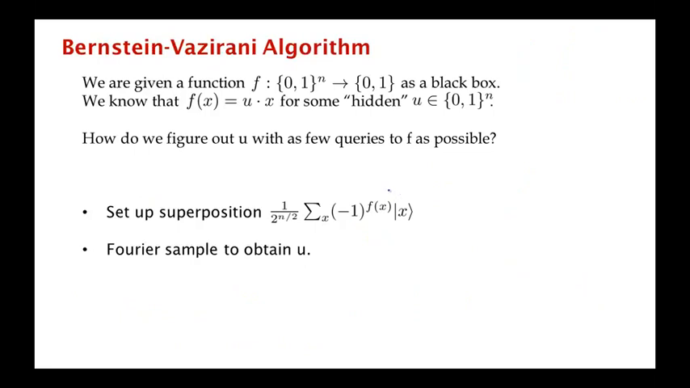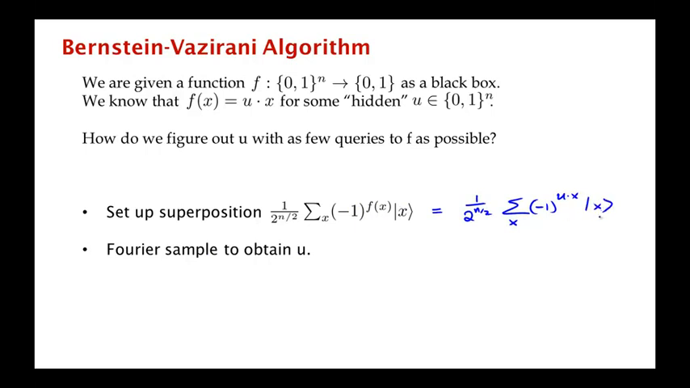It works by first setting up a particular kind of superposition, which is a superposition over all n-bit strings x of x, with a phase of -1 if and only if f of x equals 1. We'll call this the phase state, and now what you do is you do Fourier sampling and you obtain u. So let me first explain why the second step works. Because f of x is just u dot x, this superposition is just 1 over 2 to the n over 2, sum over all x, -1 to the u dot x, x.